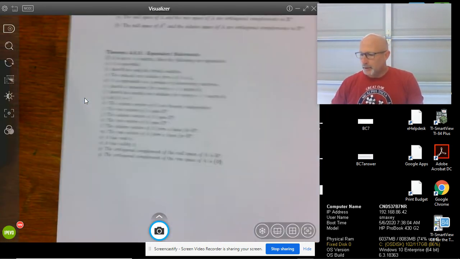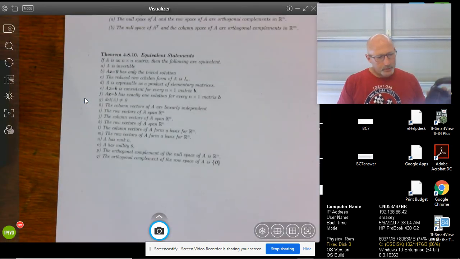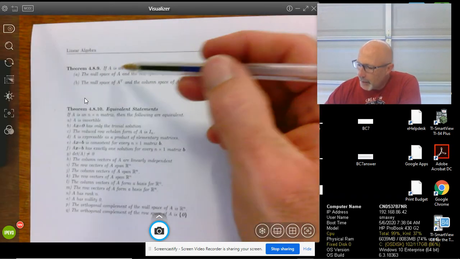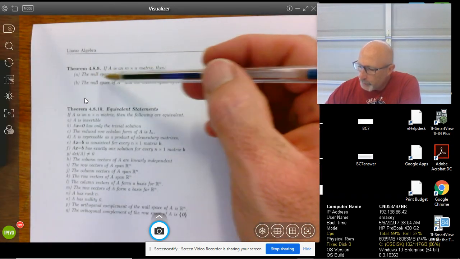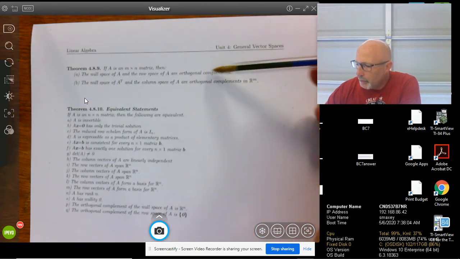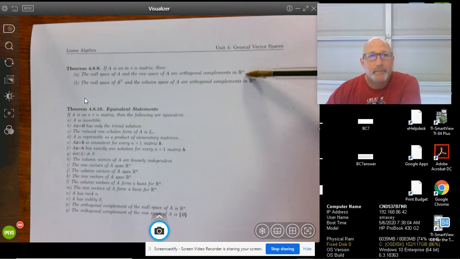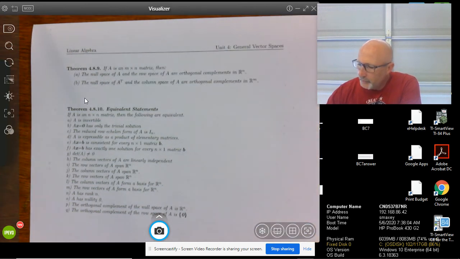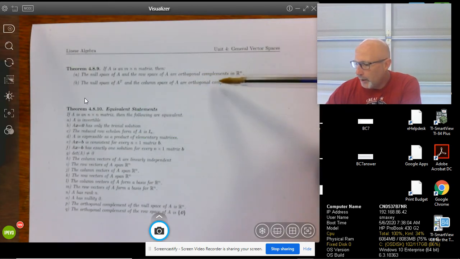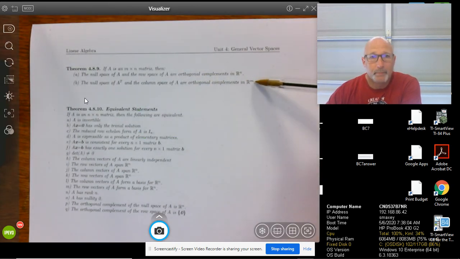And then the last page. Theorem 4.8.9: if A is an m by n matrix, then A, the null space of A and the row space of A are orthogonal complements in Rn. The row space and the null space are orthogonal complements. B, the null space of A transpose and the column space of A are also orthogonal complements in Rm.